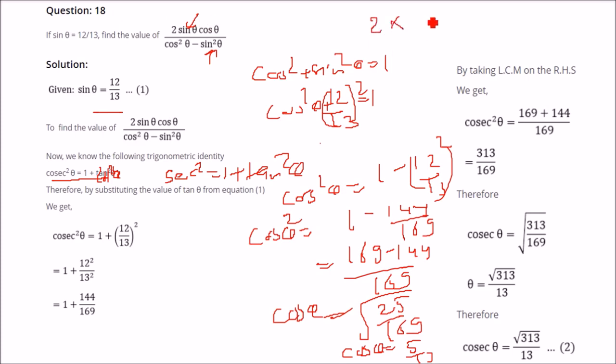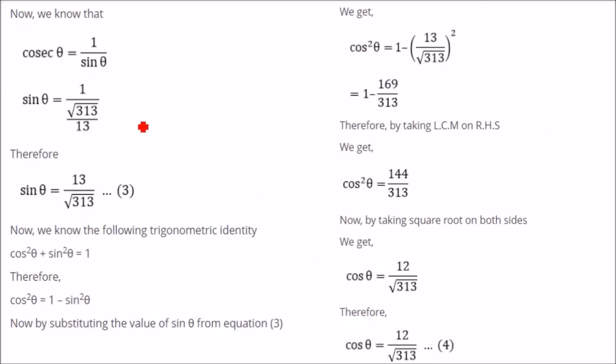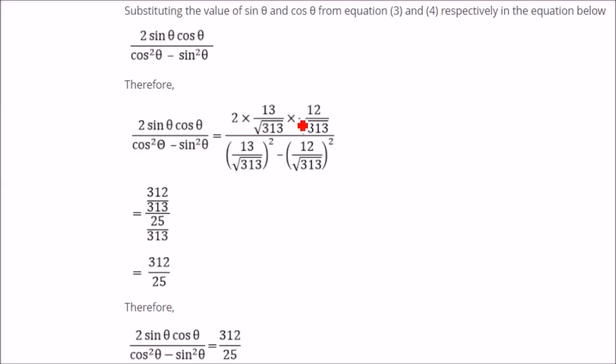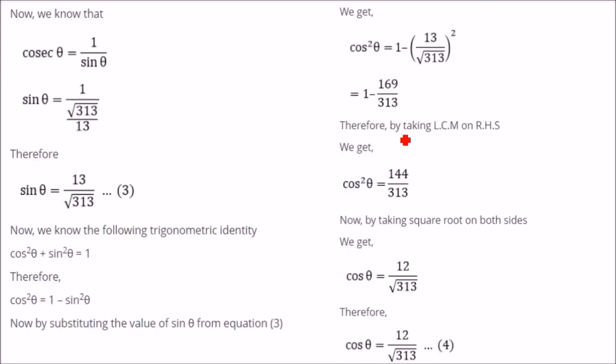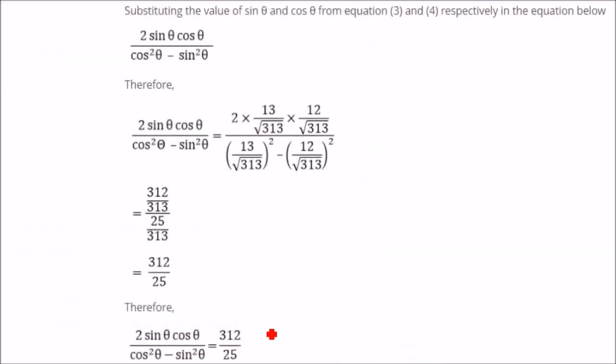2 into sin theta, 12 by 13. Cos theta is 5 by 13. And cos square theta is 5 by 13 whole square. Sin square theta is 12 by 13 whole square. So this is the final thing, and you can just find out. What I showed you is exactly that, because it is already given that sin theta is this, so you can directly use it. When you solve it, you'll get 312 by 25.